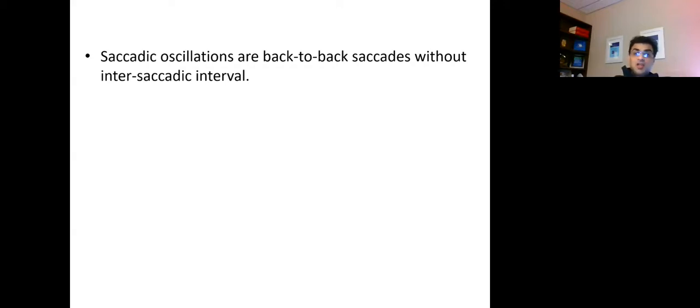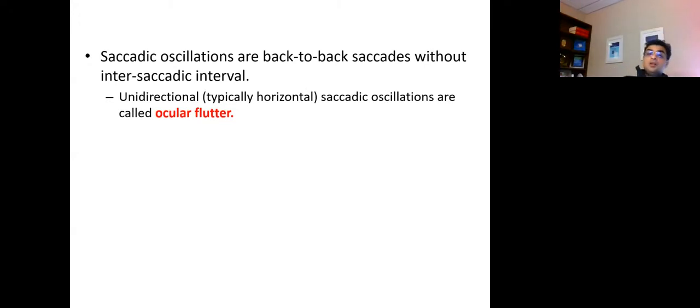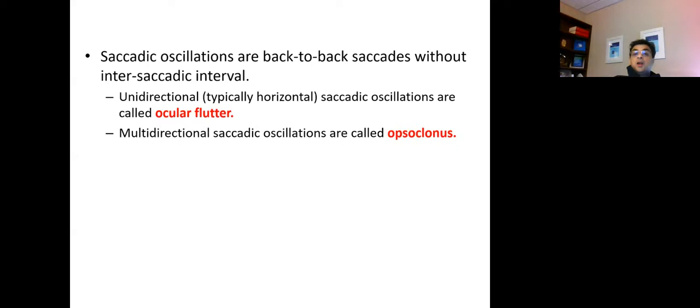So whenever you see a young child who has this kind of erratic eye movement, you want to scan the brain, send to ophthalmology, send to a pediatric neurologist, take care of all those things, because that is a very common cause for such opsoclonus in a very young child. What are these? Basically, these are saccadic oscillations. Saccadic oscillations are back-to-back saccades without any intersaccadic interval. So there is one saccade which goes to the right side, and then without any time, it goes back. When they are unidirectional, typically horizontal, they are called ocular flutter. And when they are multidirectional, horizontal, vertical, or torsional, that's called opsoclonus.